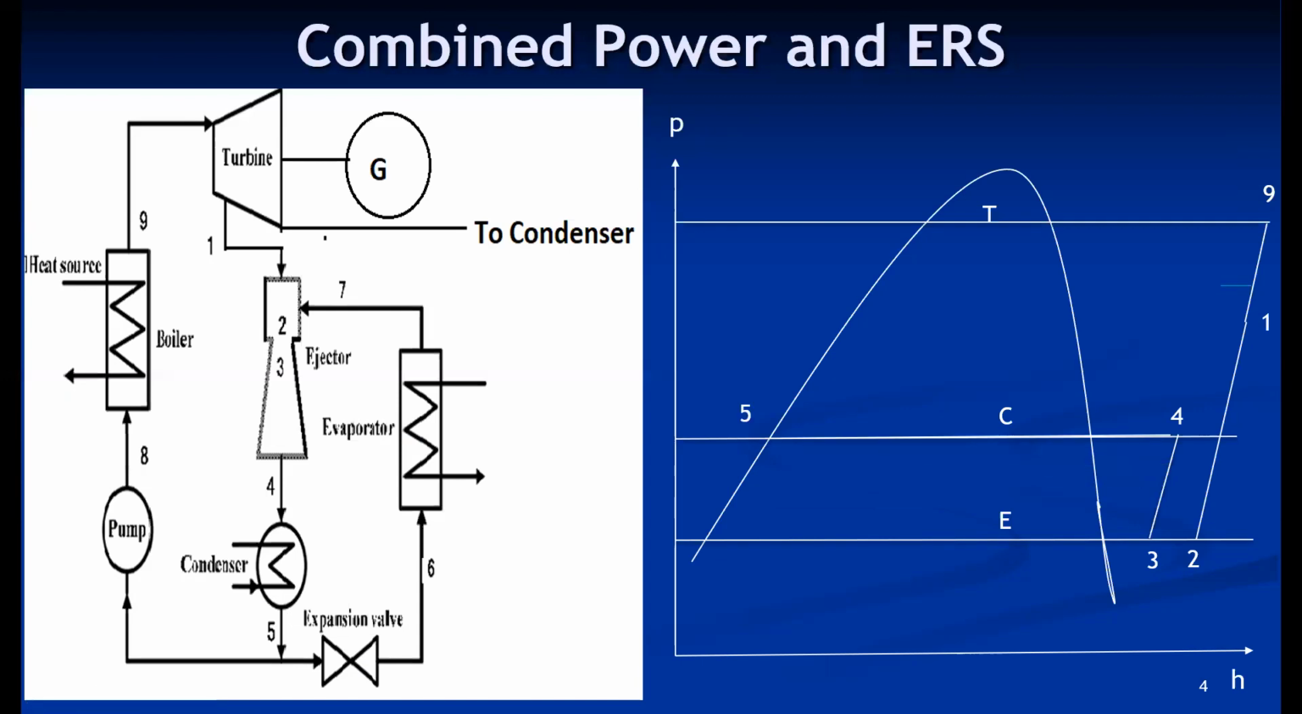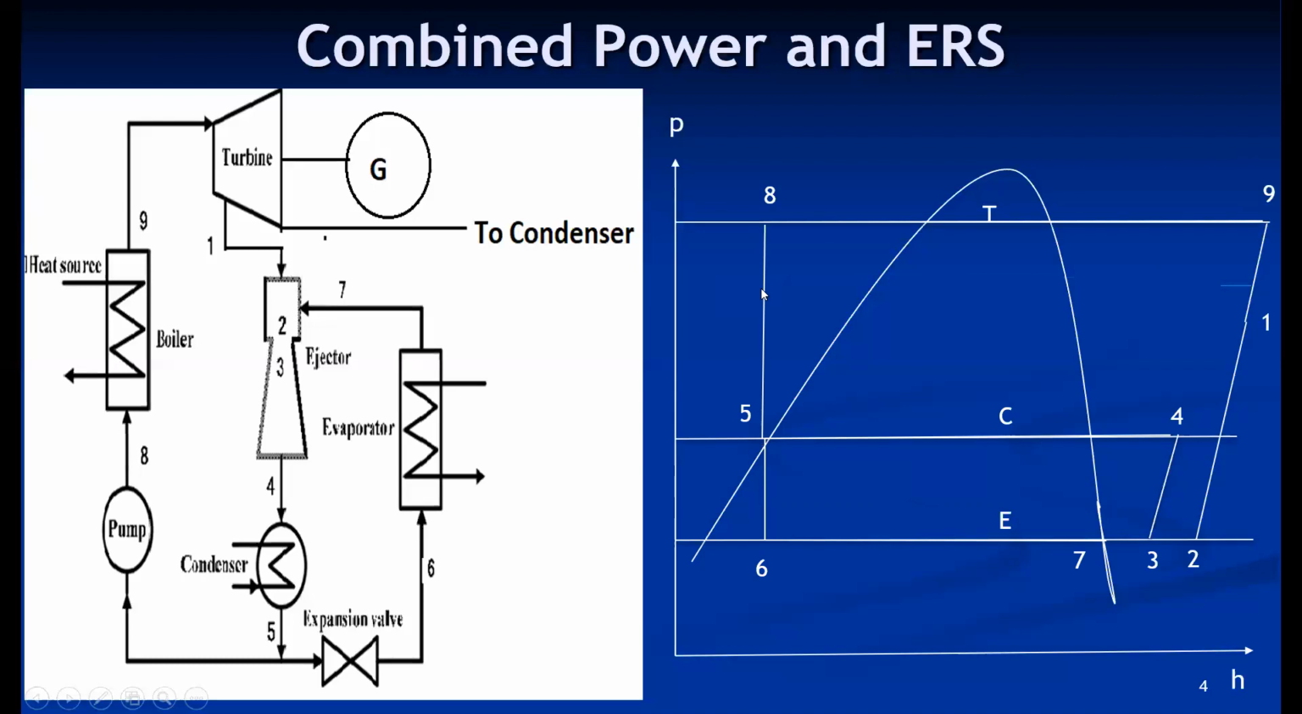At point 5, it divides into two lines. One line goes to the evaporator, the other line goes to the boiler, through an expansion device and a pump respectively. So 5 to 6 is the expansion in the expansion valve. Then 6 to 7 is the evaporation process. Then 7 and 2 mix, and the mixing point is 4. Similarly, the second line goes to the boiler through the pump. The pressure rise happens from 5 to 8, and 8 to 9 is the boiling process. So this completes the cycle.